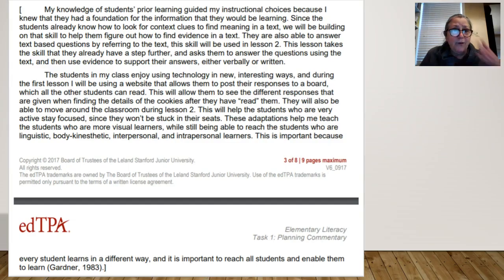So here's an example of a student. My knowledge of students' prior learning guided my instructional choices because I knew that they had a foundation for the information. So she talks about how she knew that. And then she says this lesson takes the skill that they already had a step further. And then she goes on to talk about how they enjoy technology and so what she did about that. And then here at the end, she adds in her research, Gardner, 1983.